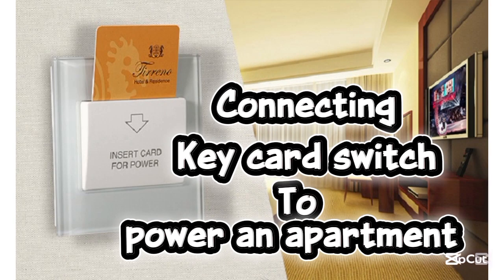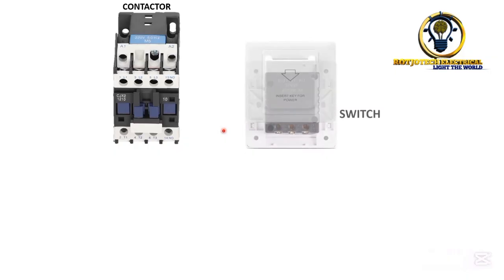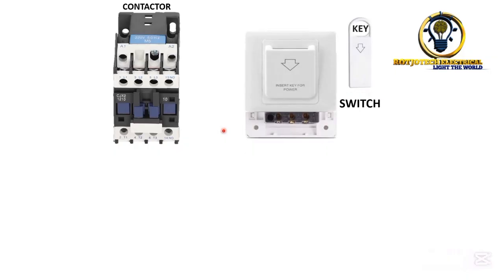Today we are going to discuss how you can use a key card switch to power an apartment or a building. What we are going to make use of for this connection is first the contactor, and this contactor is the brain box of this connection, the main character of this connection. So this is the switch and this is the key that we're making use of.